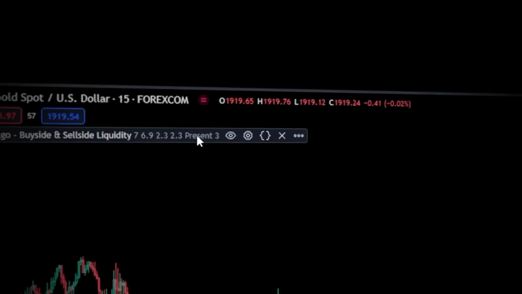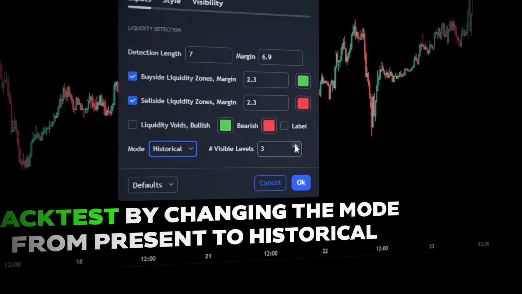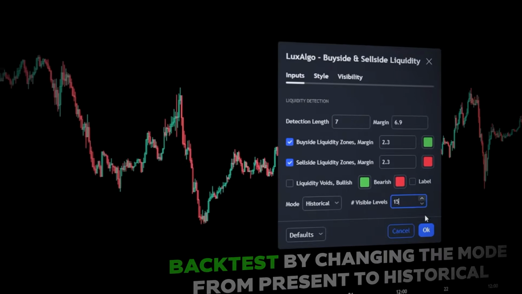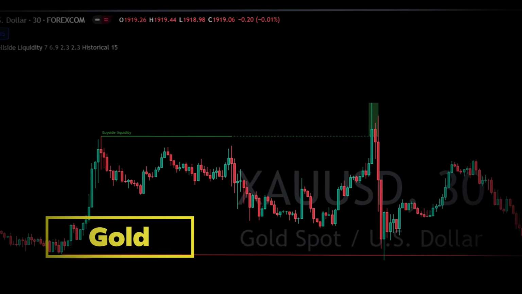Click on the settings for the indicator. Here you can change the mode from present to historical and bring the numbers of visible levels up. You can see how often price gives a reaction after these levels are tagged. And this works in any market.